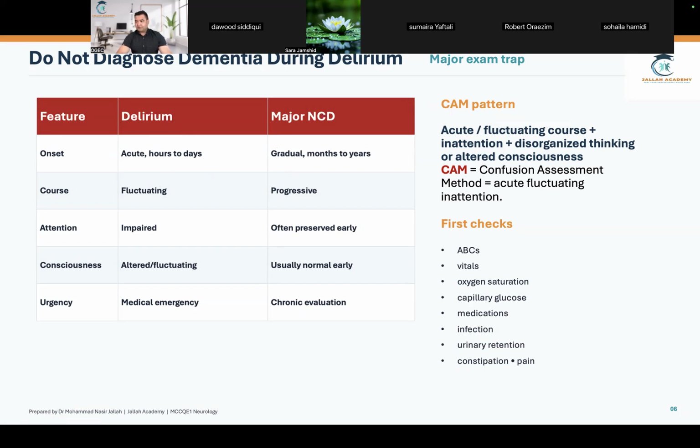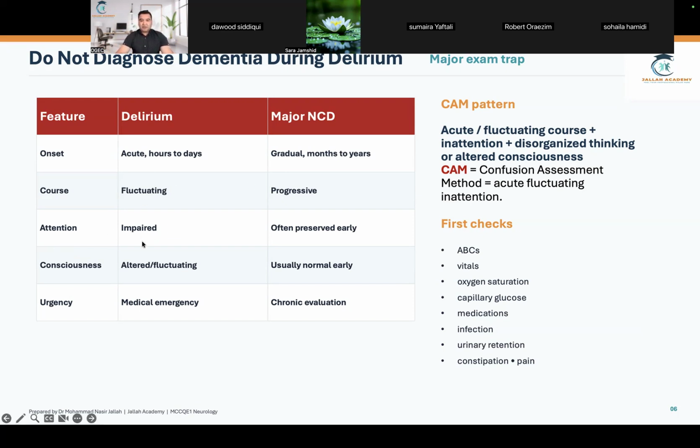It's very acute. Now, the course: fluctuating. The patient is getting better and worse, better and worse, on a matter of minutes and hours. It's fluctuating. But in major neurocognitive disorder, it is progressive, slowly progressing, or gradually progressing. It's not getting better, it's only getting worse.